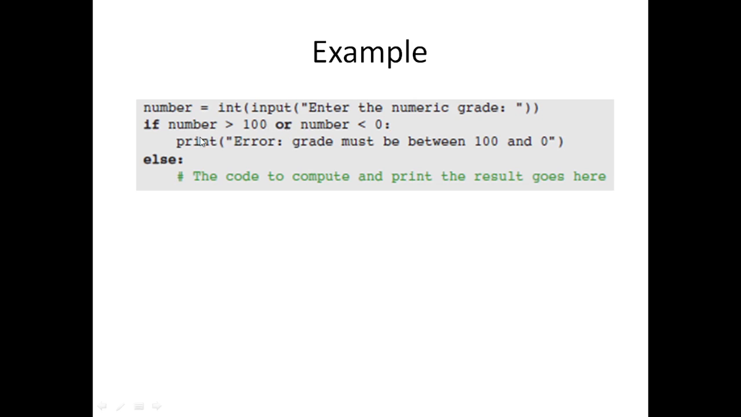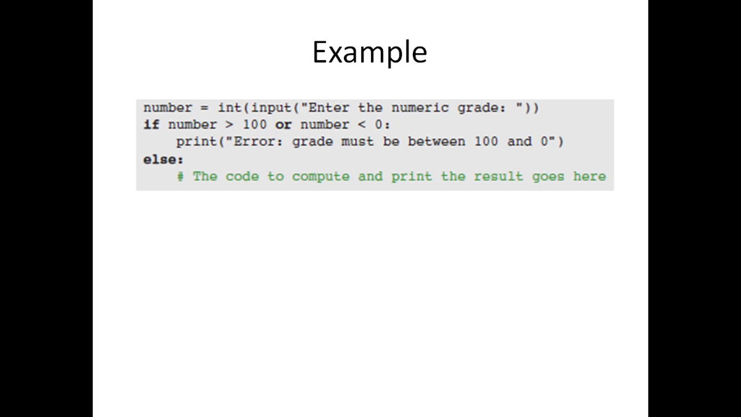We have this comparison operator, number greater than 100, and number less than 0. We have two conditions, two comparison operators, and we need to combine them. If the number is greater than 100 or less than 0, then we print the same error. Else, we can do the computations. If we have to check for A grade, B grade, all these things can be computed in the else part. So in this way, we can combine those two conditions. We have used an OR operator. This OR operator is known as a logical operator.